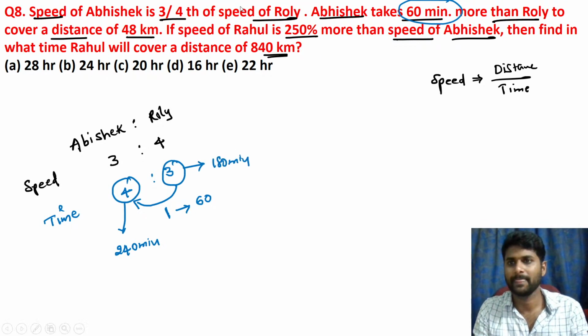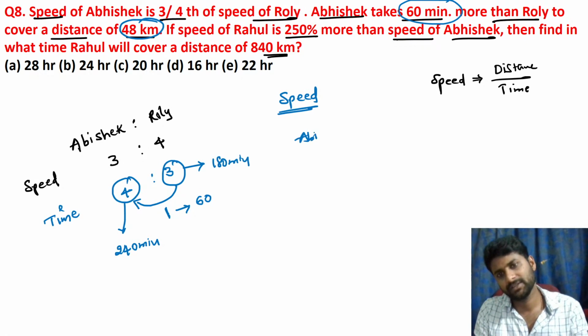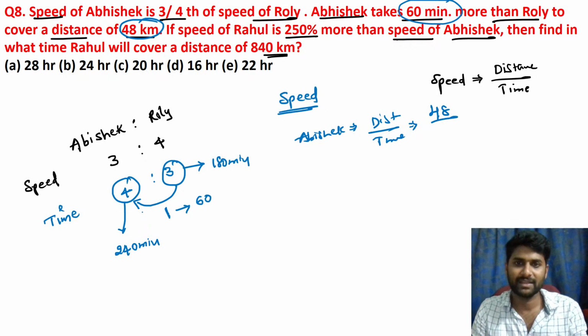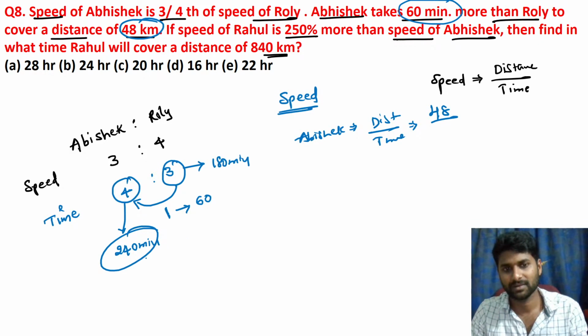Here the question, see. Abhishek covered 48 kilometers. So the speed of Abhishek exactly depends on the distance covered by Abhishek with respect to time. Here the distance is 48 kilometers and the time taken by Abhishek is exactly 240 minutes. So 240 minutes means 4 hours.